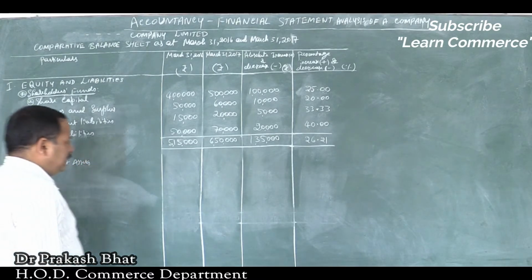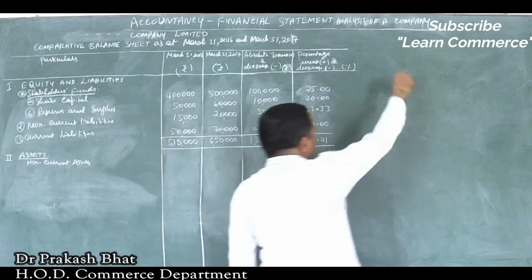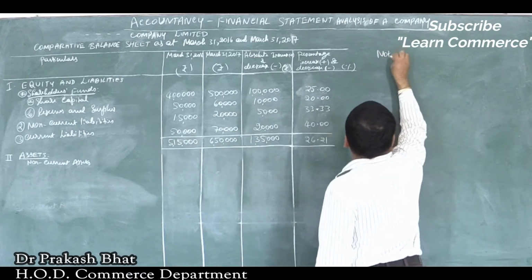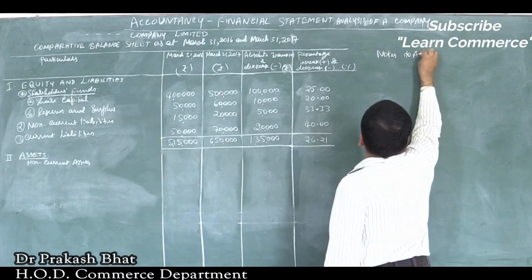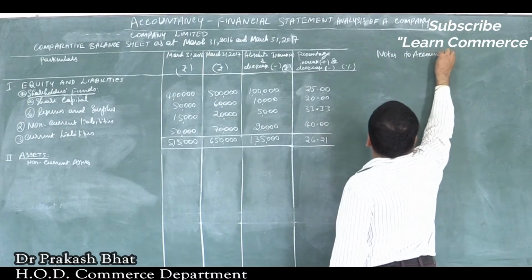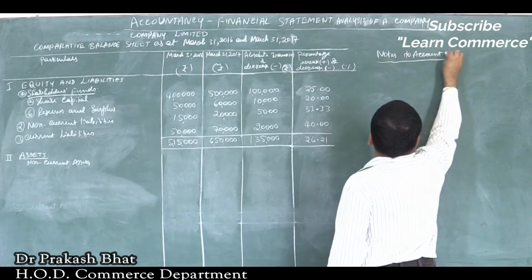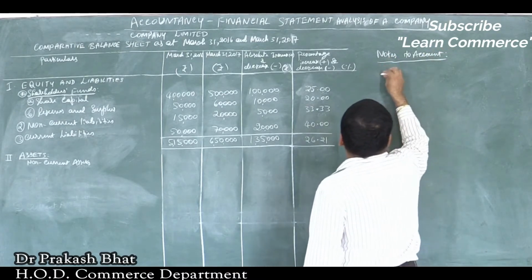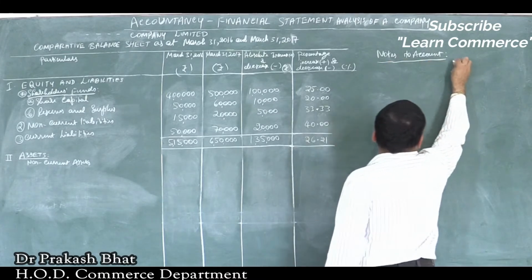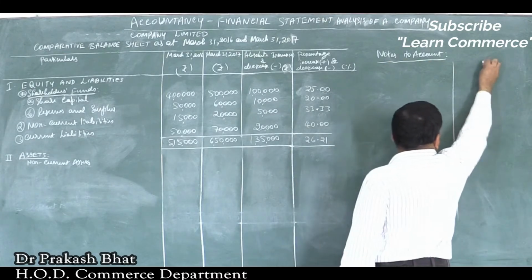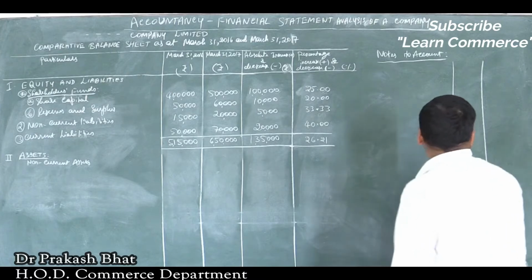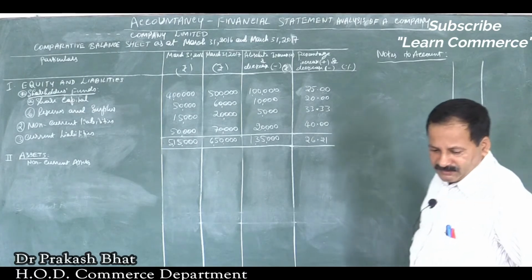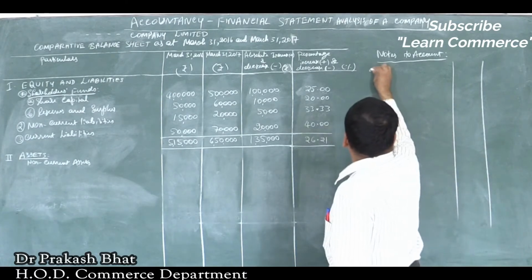Non-current assets, how much is it? We have to prepare a note here, notes to account. Under that, particulars, 2 amount columns, isn't it? You know it very well. You prepared financial statements, there you have studied non-current assets.